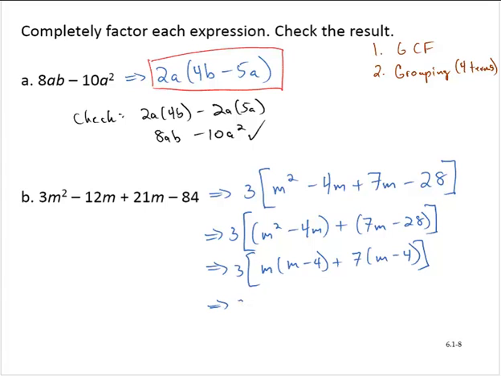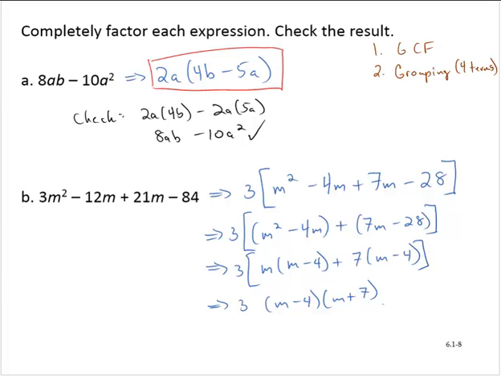So I can write this as 3 bracket m minus 4 times m plus 7. Now, in the end, we really don't need those brackets, and we would generally write 3 times m minus 4 times m plus 7. Now, to check our work, we're going to use the distributive property and then FOIL.